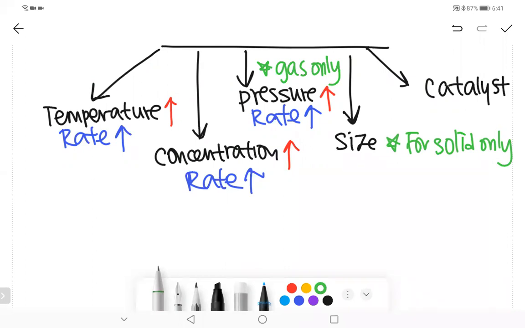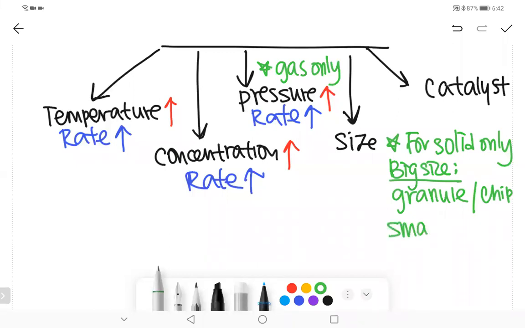So for size, you need to see two things. Big size, normally they love to use the word granule, G-R-A-N-U-L-E, or they can use the word chip, calcium chip, calcium granule, meaning big size. Small size, they love to use the word powder. So that's what we need to know.